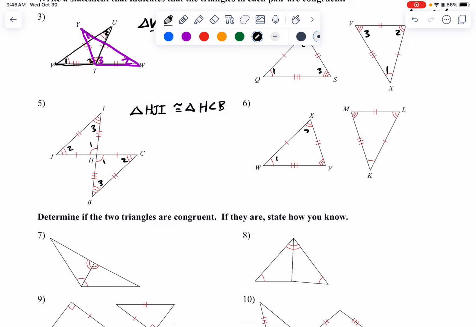All right, one last one with the same idea, 1, 2, 3.